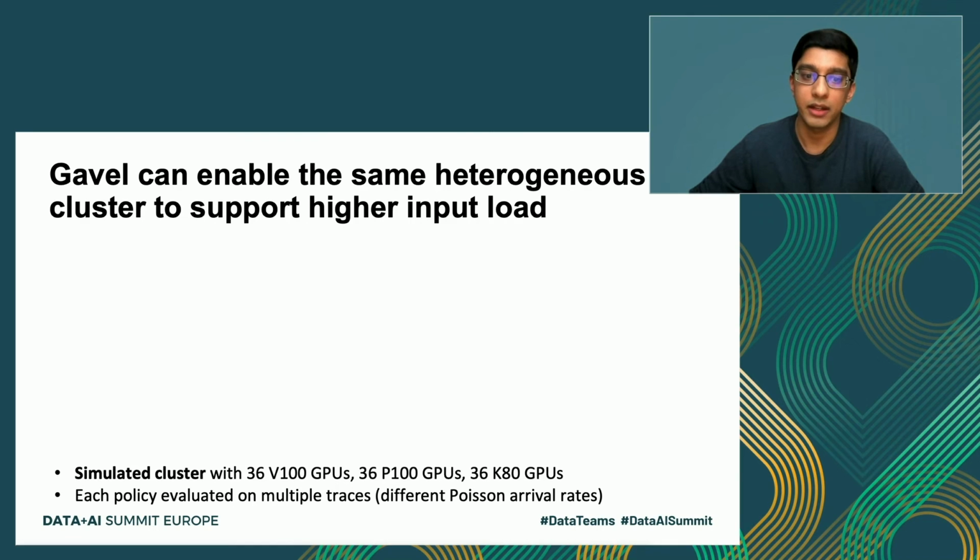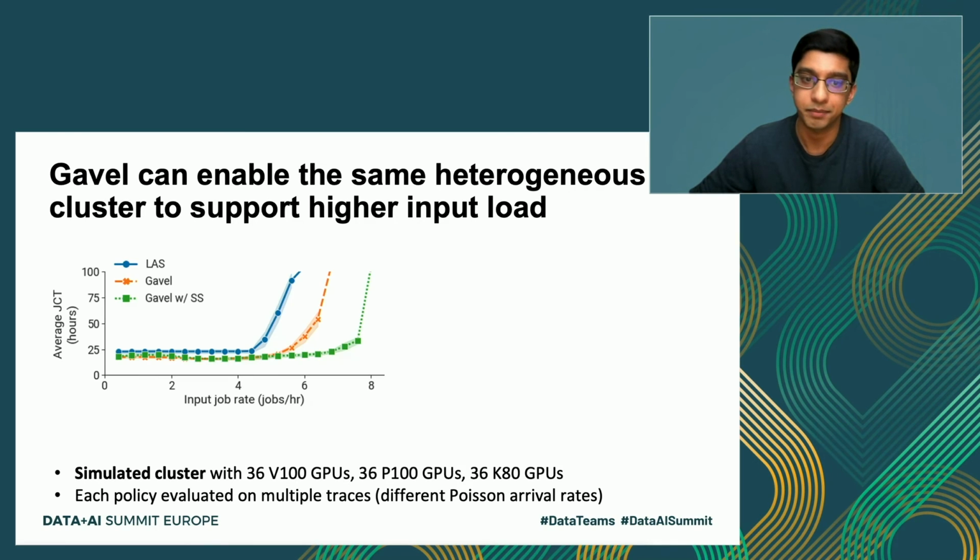The setup here is we have a simulated cluster with 108 total GPUs split evenly between V100s, P100s, and K80s. And we're evaluating each policy on multiple different traces, where the difference between each trace is the Poisson arrival rate, which determines the inter-arrival rate between different jobs. So we have three different results here.